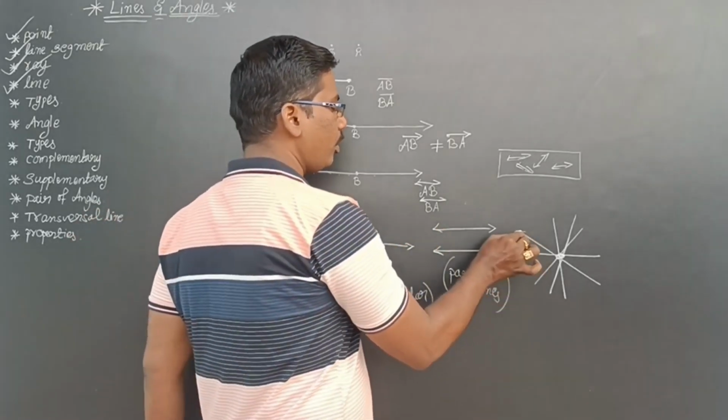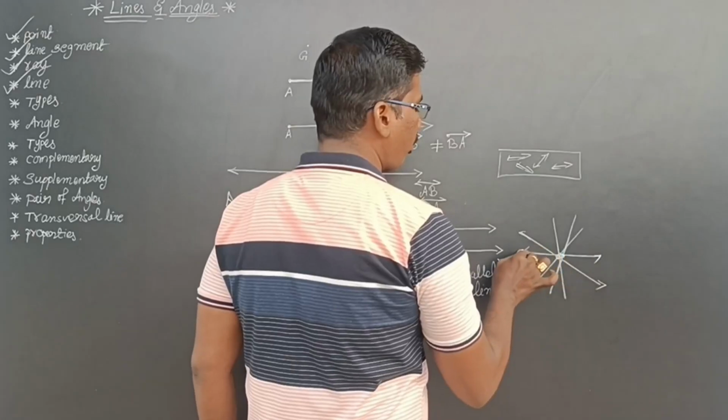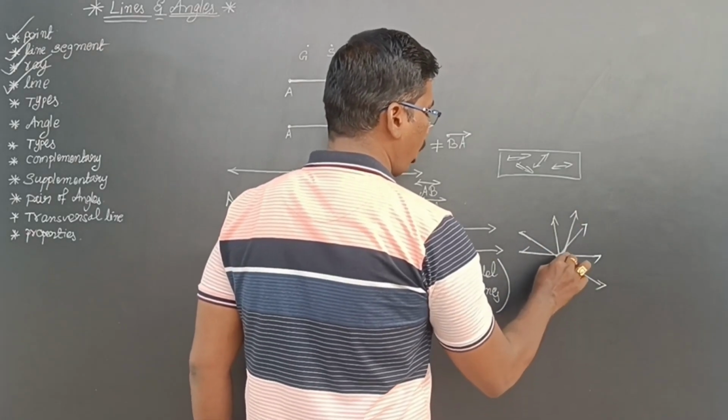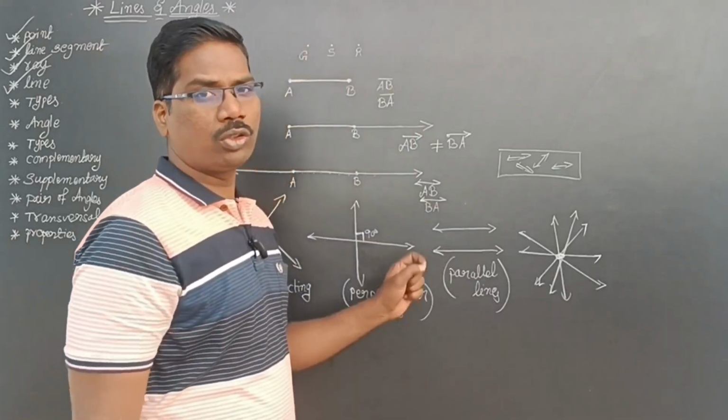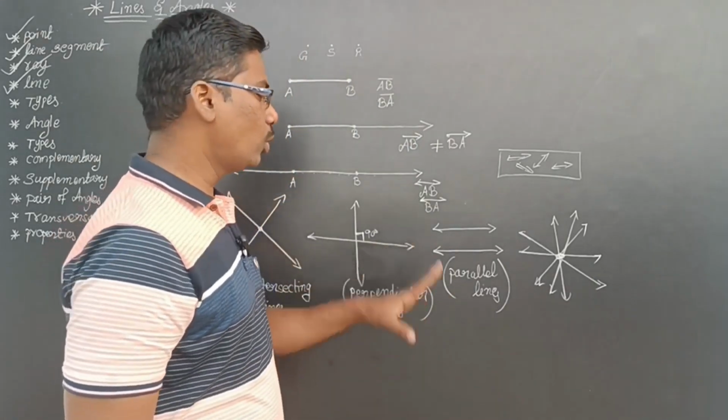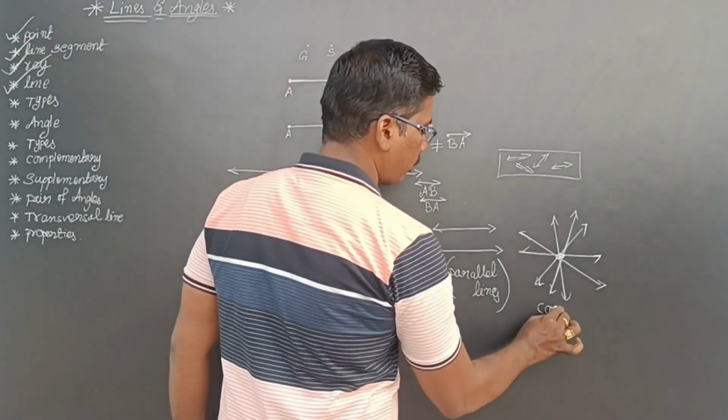Next. If more than two lines, if three or more lines have one common point, then those lines are called concurrent lines.